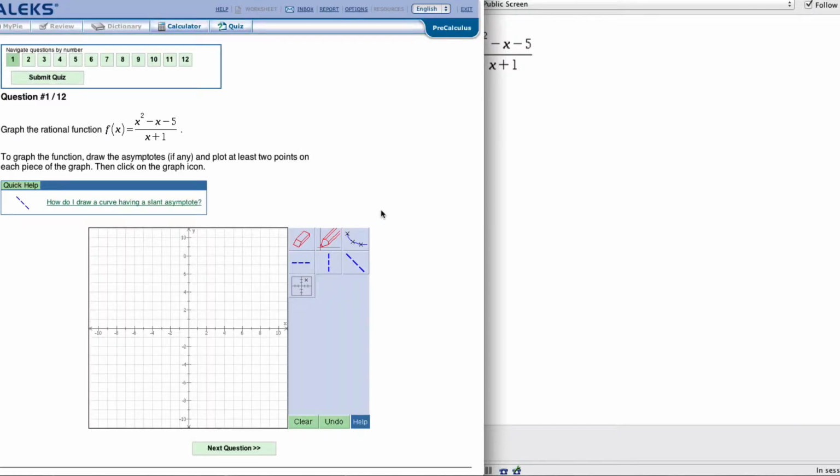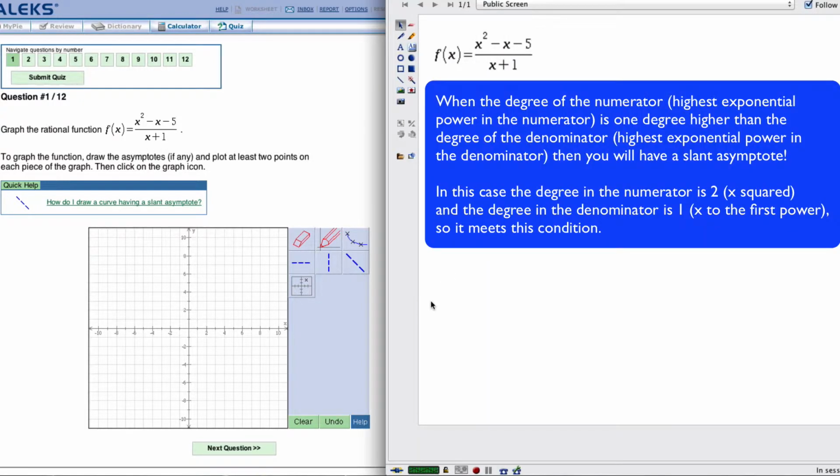All right. So for this problem, one of the things I want you to realize is when you see a rational function like this, one of the first things you should usually do is try to factor this and see if you can simplify it. If I try to factor this, I can't think of two numbers that multiply to give me -5 and add to give me -1. So that took care of that. When that doesn't work, what you're going to do is use long division. So you're going to take x squared minus x minus 5 and divide it by x plus 1. So let's do that over here.